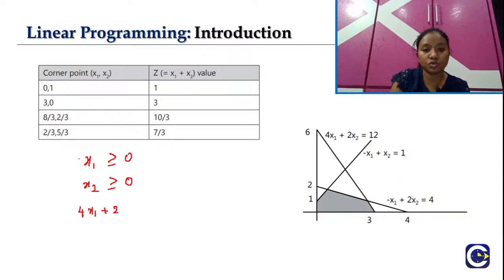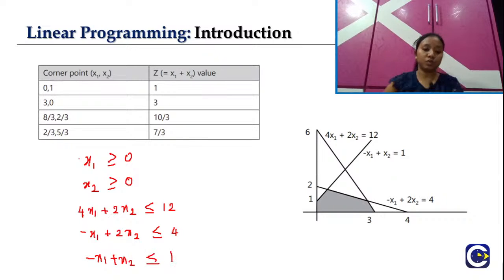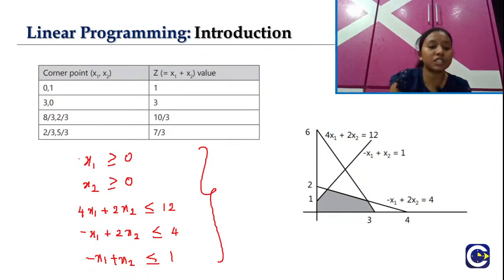4x1 plus 2x2 less than or equal to 12, then minus x1 plus 2x2 less than or equal to 4, and the other, minus x1 plus x2 less than or equal to 1. So these are the 5 constraints which they have given. Now what do we have to take? We have to take the intersection of all these. First, x1 greater than or equal to 0. So let's take this to be our x1 and this to be our x2.